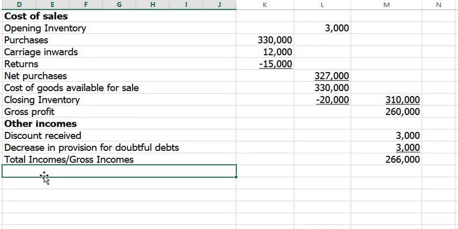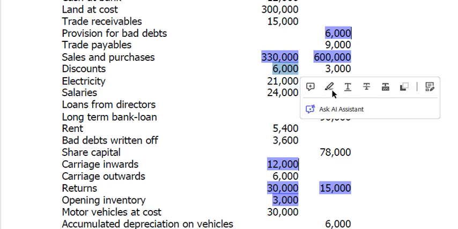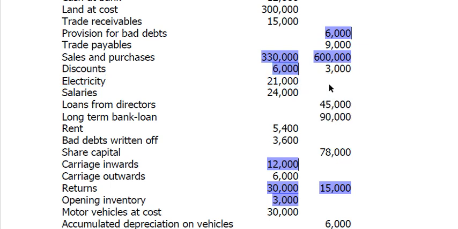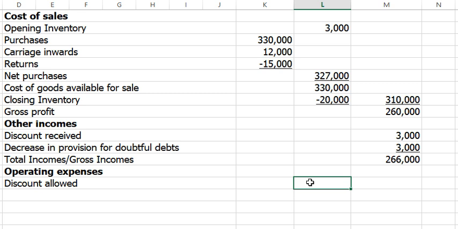Now after that, you'll have to less the operating expenses. Under the operating expenses, since we have discounts, the discount received you have added to the gross profit. But there is also a discount allowed of 6,000, so you can start with the discount allowed. Discount allowed is an expense to the business, 6,000.